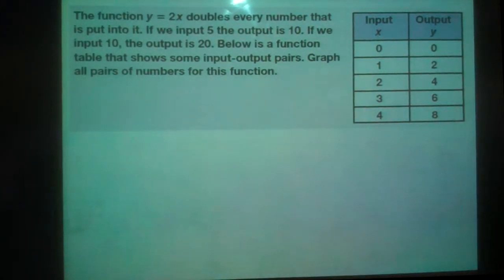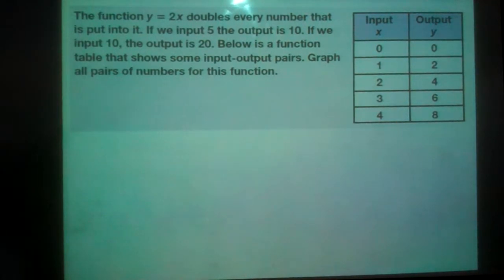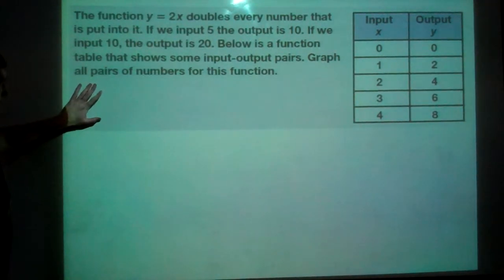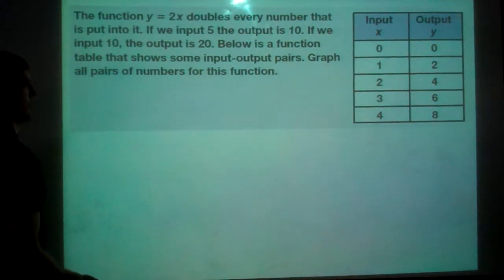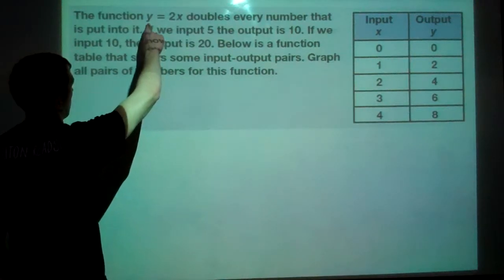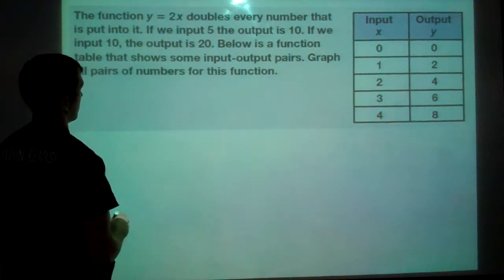The function y equals 2 times x doubles every number that is put into it. If we input 5, the output is 10. If we input 10, the output is 20. Below is a function table that shows some input-output pairs. I put it on the side here. Graph all the pairs of numbers for this function. Okay? So basically, we're doubling x, or our output is double what x is inputting.